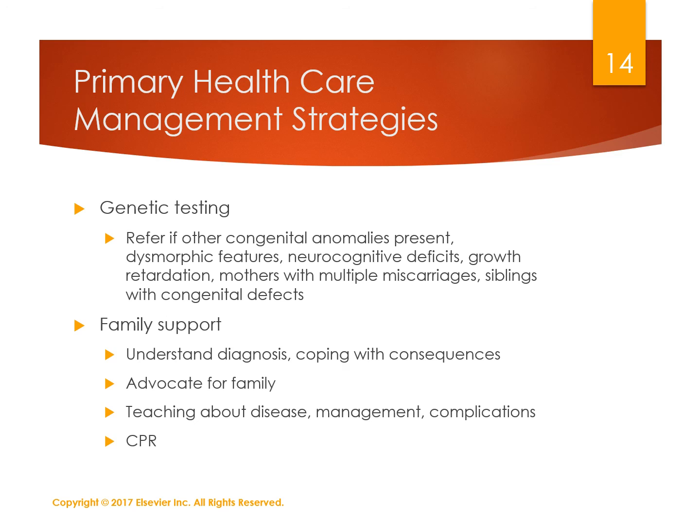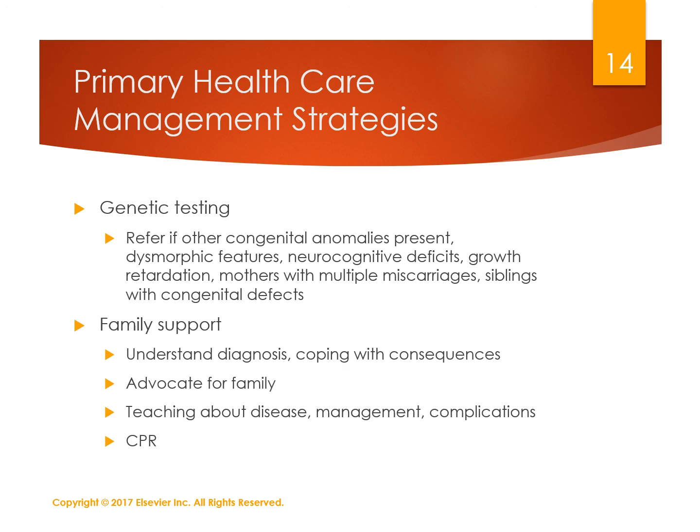Genetic testing: we want to refer if there are other congenital anomalies present. So again, if they have dysmorphic features, neurocognitive deficits, growth retardation, or if we have a mom that's had multiple miscarriages and now a child with a possible cardiac defect, then we want to send them for genetic testing. And if they have siblings with congenital defects, again, we want to do genetic testing because we may be looking at a hereditary disorder.